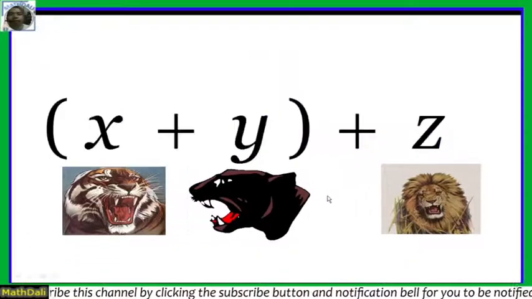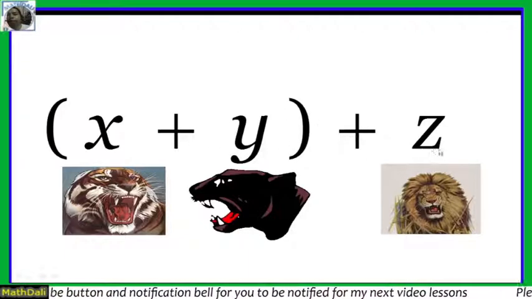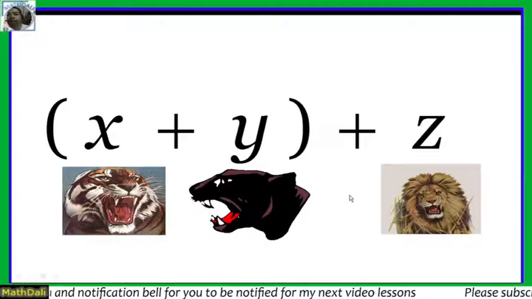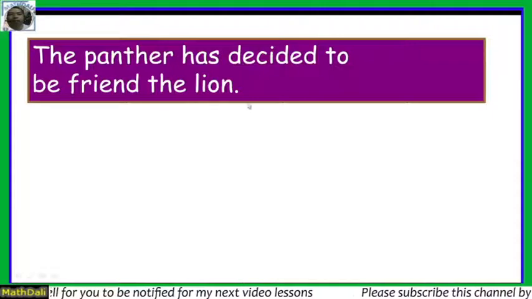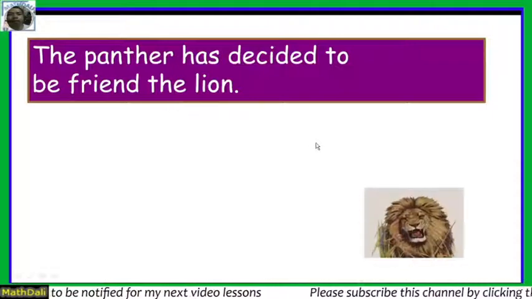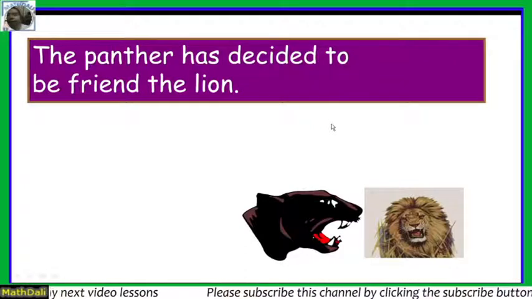In algebra, we can represent it as the quantity x plus y. And yung naka-group plus yung si lion, that is z. The panther has decided to be friends with the lion. Yan, ngayon magkaibigan naman si panther at saka si lion.